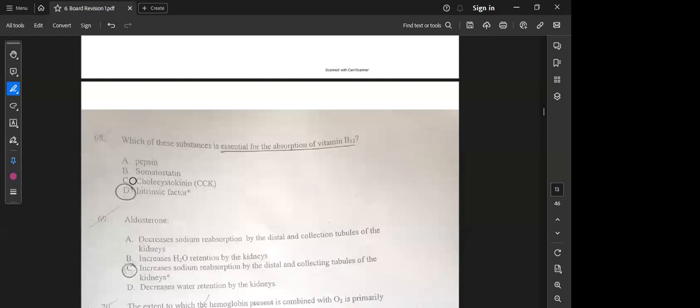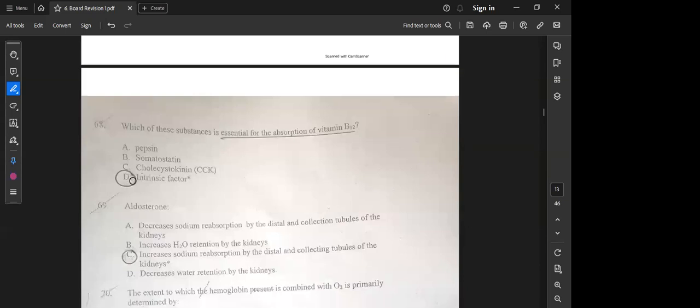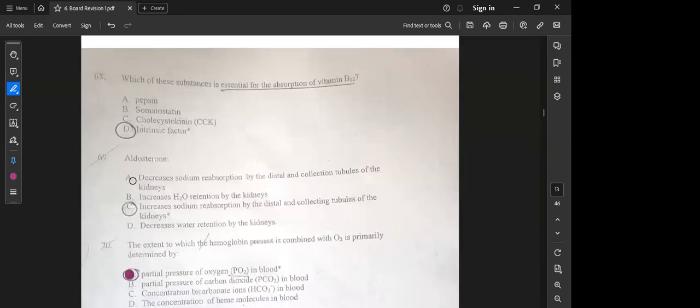Okay, so number 69, please scroll down a little bit. Aldosterone. I think we've discussed aldosterone before when we were talking about the RAS system. So aldosterone decreases sodium reabsorption by the distal and collecting tubules of the kidneys, increases water retention by the kidneys, increases sodium reabsorption, and decreases water retention in the kidneys. I think we've discussed this before. And our answer will definitely be increasing sodium reabsorption.